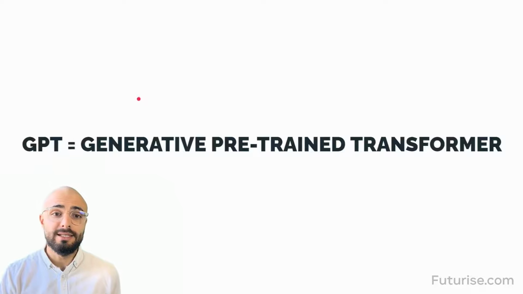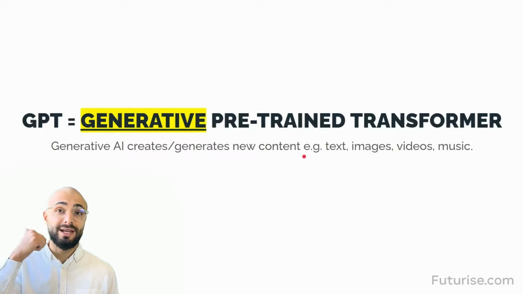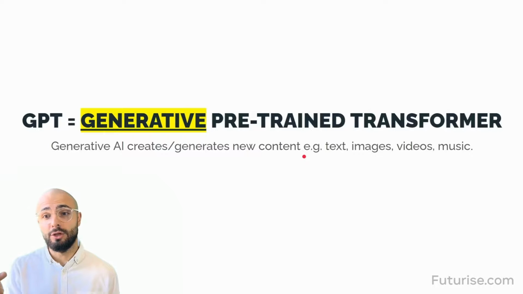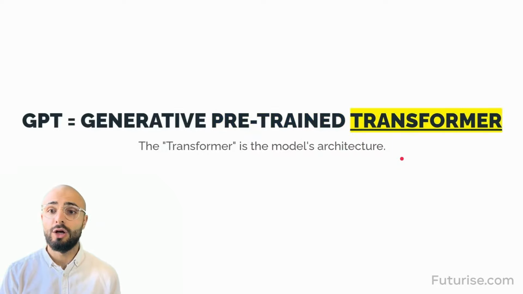All right, so GPT stands for Generative Pre-trained Transformer. The generative part refers to generative AI, which involves creating or generating new content, for example, generating text, images, videos, music, etc. Then we have pre-trained, which means the model was previously trained on data. And lastly, we have transformer, which refers to the model's architecture, called a transformer.